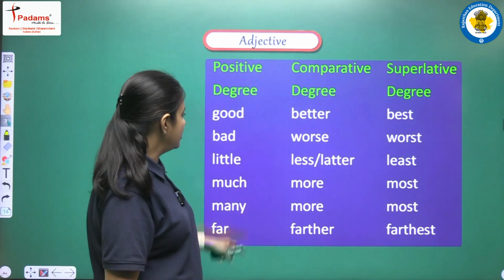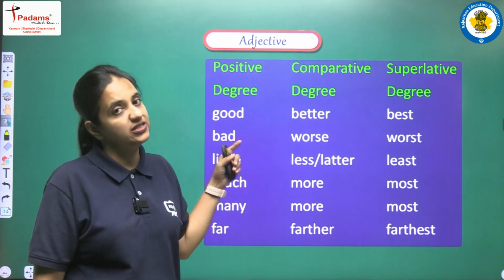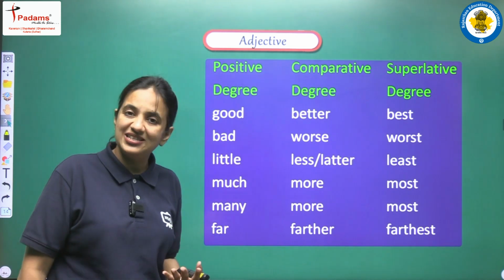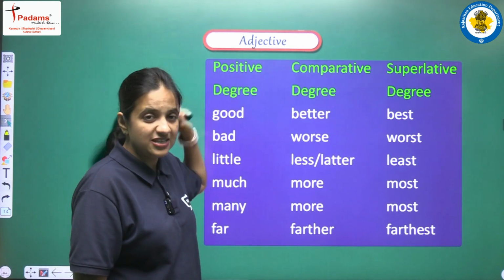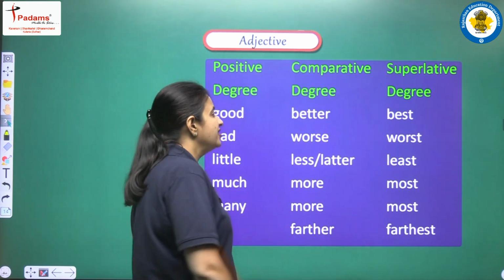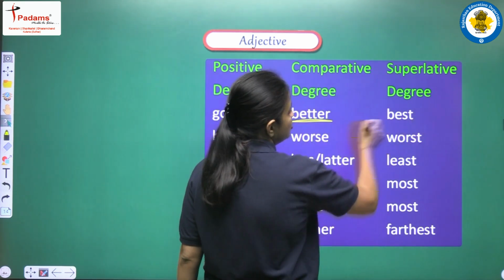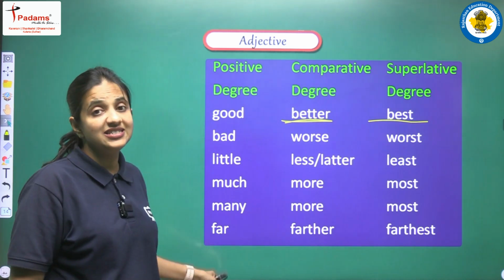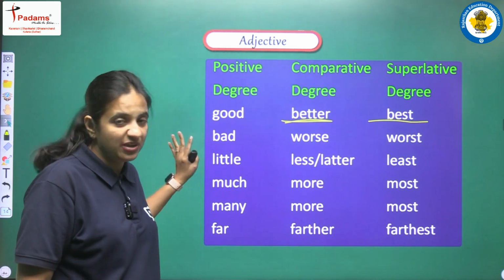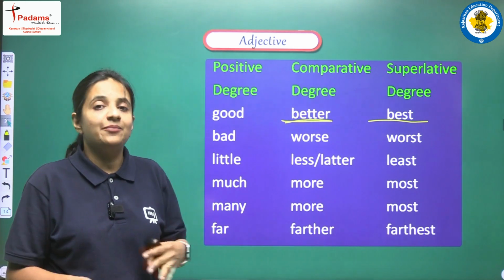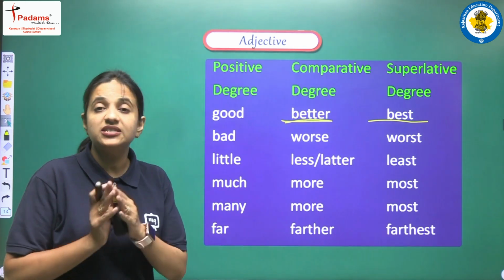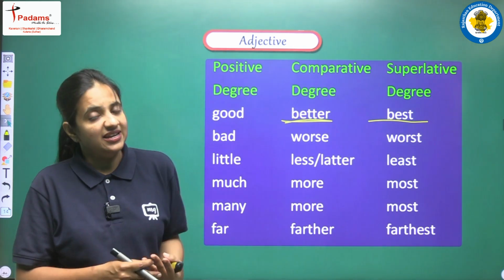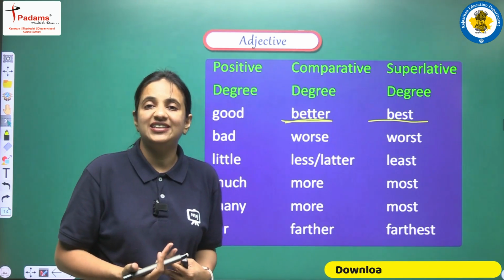So let's see, students, first of all we have good. It's a very common word, we all use it. Good is the positive degree, the comparative degree will be better and the superlative degree will be best. And students, you have to learn this table, okay, because here we don't have to apply rules, we don't use er and est, but the spelling completely changes.